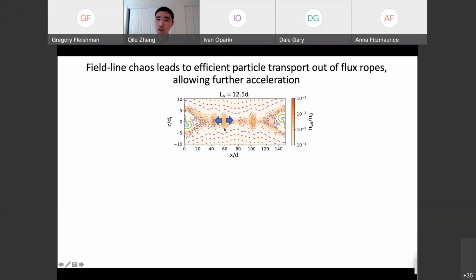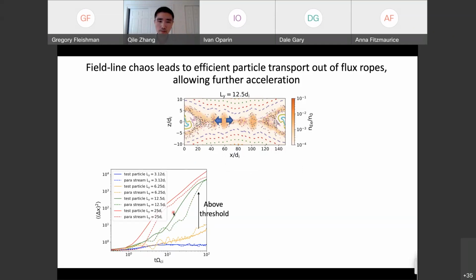To quantify how the particles transport from inside the flux rope to outside throughout the reconnection layer, we trace the test particles from inside the flux rope and calculate their transport from the center over time, as shown on this panel. We have several simulations with different Ly, shown in different colors of solid lines, from below to above the Ly threshold over time. And we see that this transport is much stronger in these above-threshold cases compared to those below the threshold.